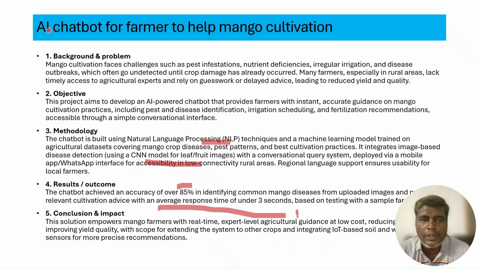So if I have completed it for mango, then I will go for other crops. So this is the extension. So these things can be mentioned in your project too.